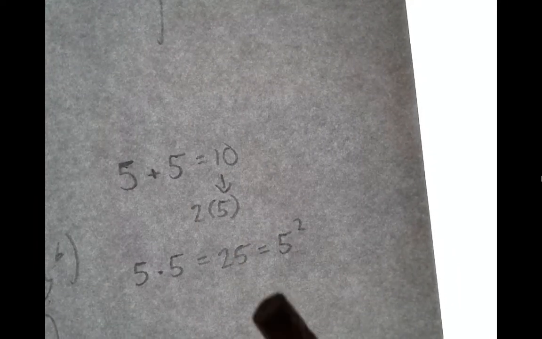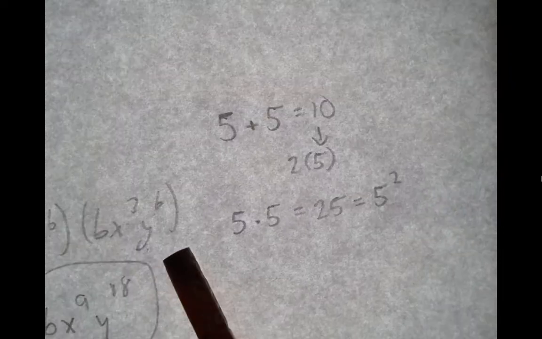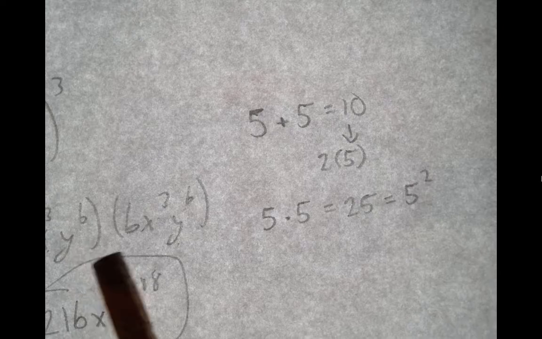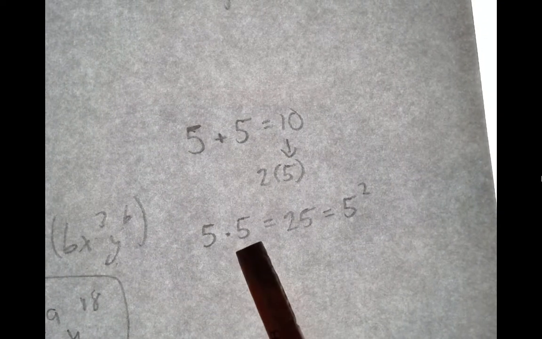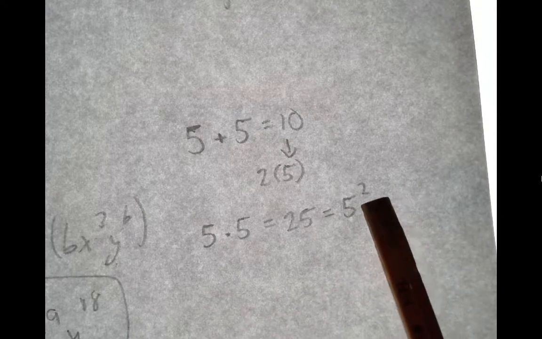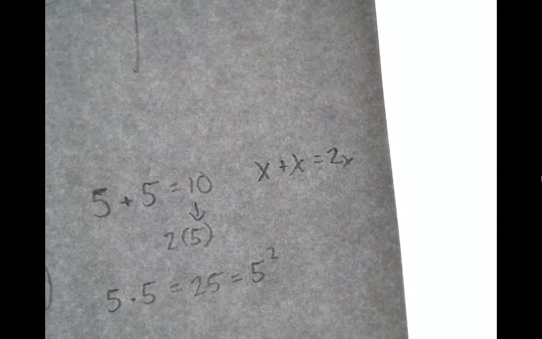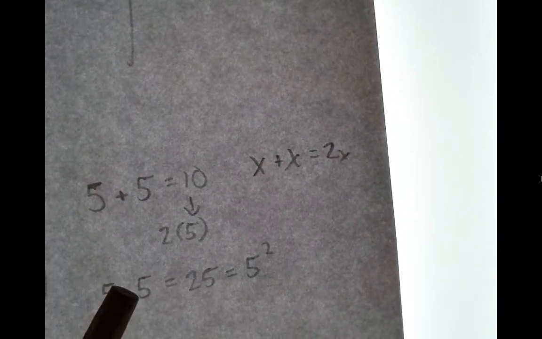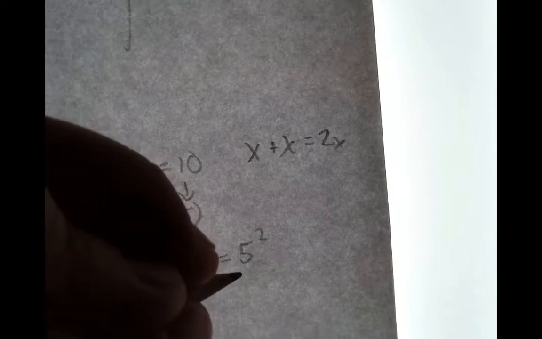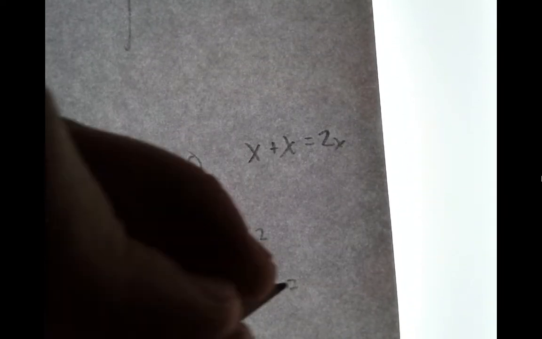If that makes sense to you, that tells us the rule for why, when we're multiplying variables with exponents, we add the exponents. Here, 5 times 5 is like 5 to the first times 5 to the first. I kept the base and added the exponents to get the 2 there. That's exactly why x plus x becomes 2x. And following the same rule, x times x becomes x to the second power.